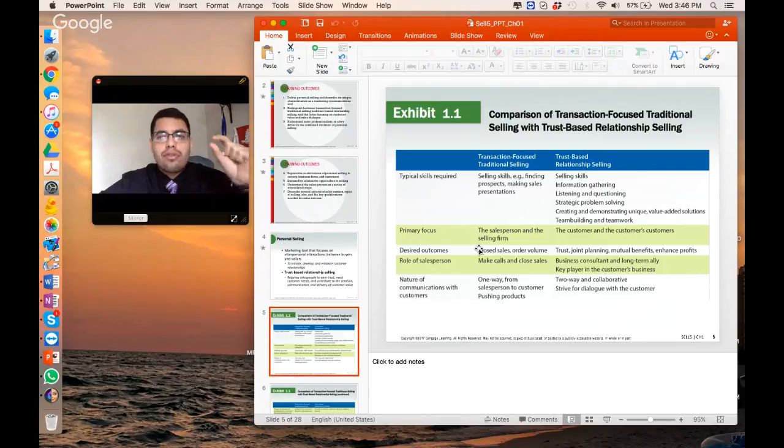Okay, transaction-focused traditional selling, real simple. Typical skills required: selling, finding prospects, making sales presentations. The trust-based one is more information, listening, questioning, strategic problem solving, and such. And you have to realize that we can take this course and kind of divide on how social media right now is doing their selling. Okay, right now there are people who concentrate on social media and are very big about the relationship way, how to connect to the clients through Facebook.